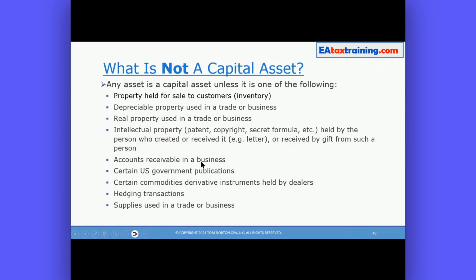Accounts receivable in a business, not a capital asset. Certain U.S. government publications, certain commodities, derivative instruments held by dealers, hedging transactions, and supplies used in a trade or business. So you'll notice a big theme of this is essentially no asset that is used in a business is a capital asset because they're all on this list somehow. Any property held for sale to customers, depreciable or real property used in a trade or business, accounts receivable, supplies. There's not very many other types of assets that are used in a trade or business that are not going to be on this list. So business property in general, not a capital asset.